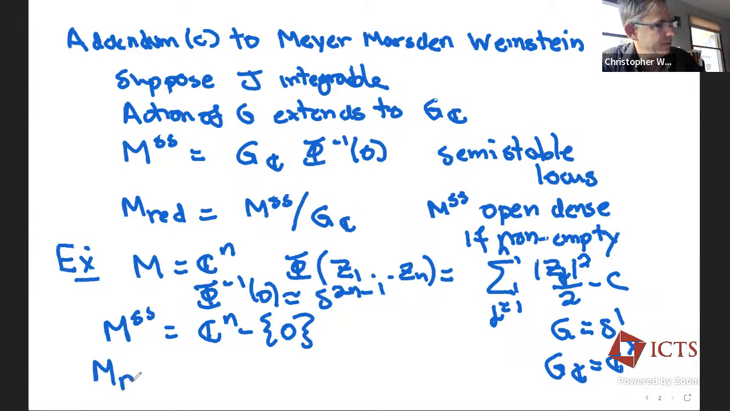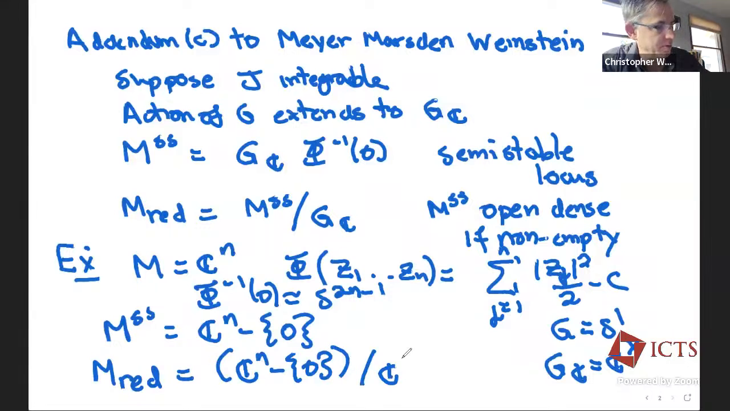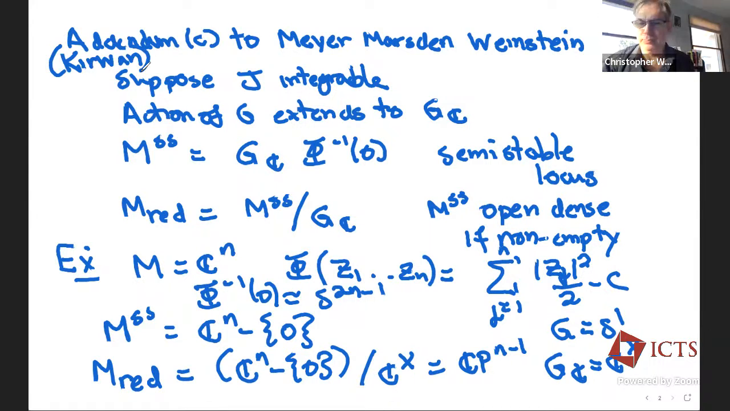And so another way of describing the symplectic quotient is that it's Cn minus 0 divided by C star. So that's of course just another description of complex projective space. And this addendum is, for example, in Kirwan's thesis.